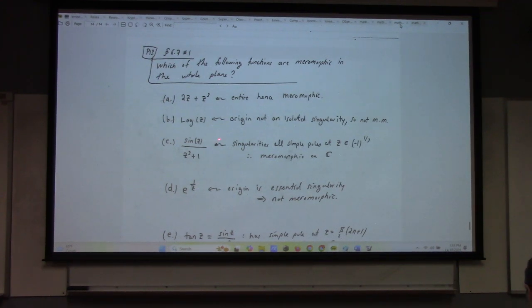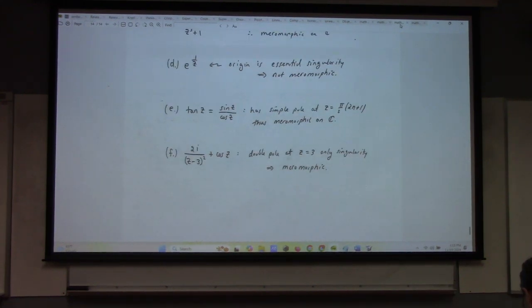This one has singularities at the third roots of -1. So it's got 3 singularities. They're all poles. It's meromorphic. Here the origin is an essential singularity. Therefore, it's not meromorphic. Remember, a meromorphic function has isolated singularities, each of which is a pole. So if you've got an essential singularity, we're not looking at a meromorphic function.